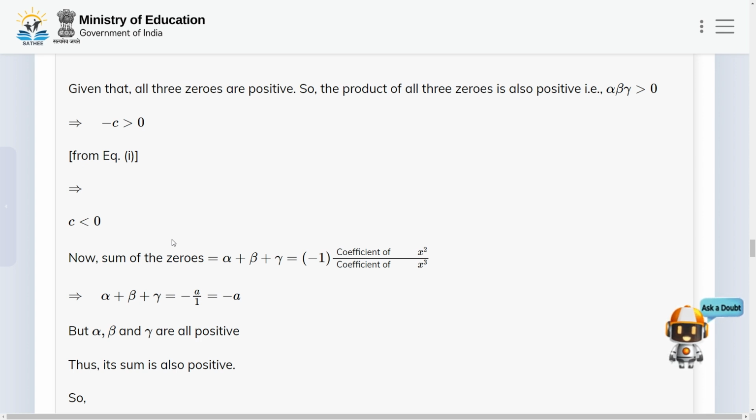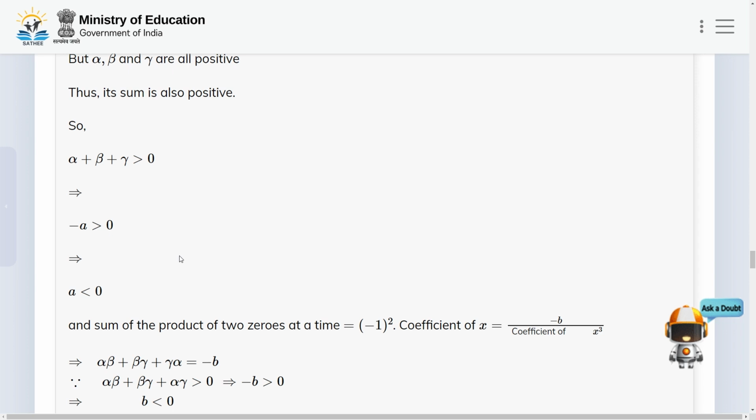Okay, so now the sum of the zeros of a cubic polynomial, alpha plus beta plus gamma, is equal to minus coefficient of x square divided by coefficient of x cube. It implies alpha plus beta plus gamma is equal to minus a upon 1, which is equal to minus a. But alpha, beta, gamma are all positive, thus their sum is also positive. So alpha plus beta plus gamma is greater than 0, and it implies minus a is greater than 0, and it implies a is less than 0.